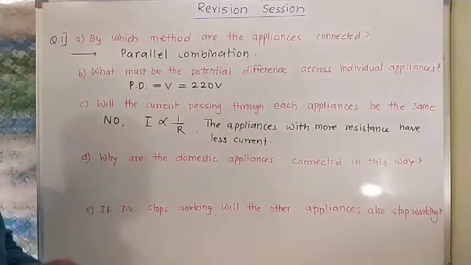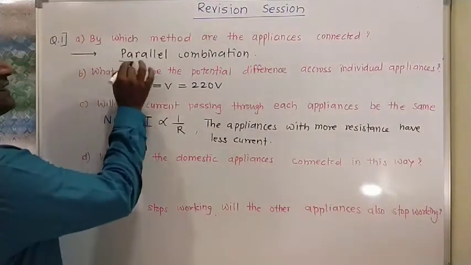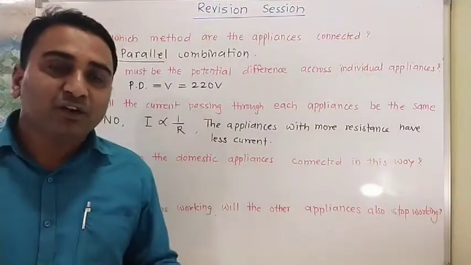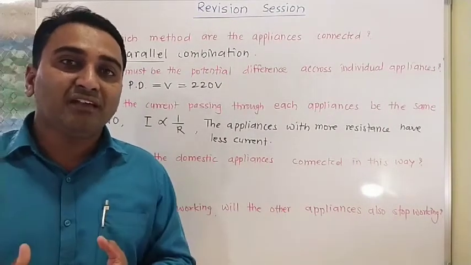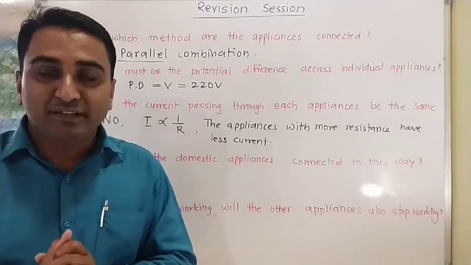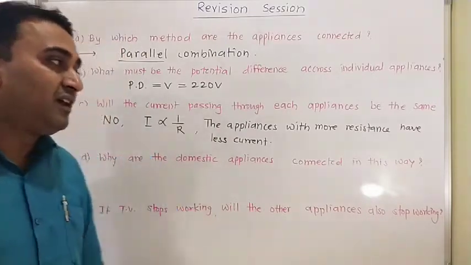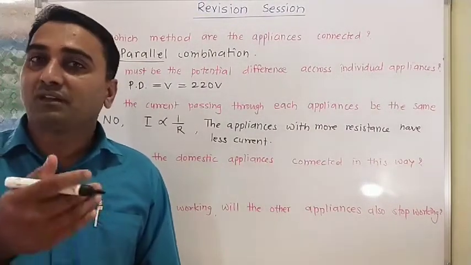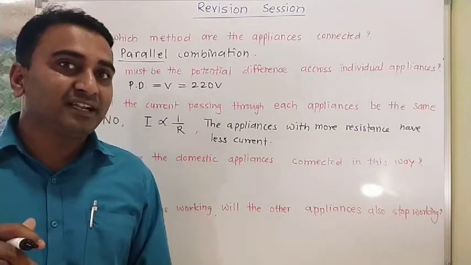What is the next one? Why are the domestic appliances connected in this way? Why is it necessary to connect them in parallel combination? When we join many appliances, each and every appliance should get the same potential difference. The potential difference remains the same only in a parallel combination. And by applying the parallel combination, as you increase the number of resistors, the effective resistance gets reduced.